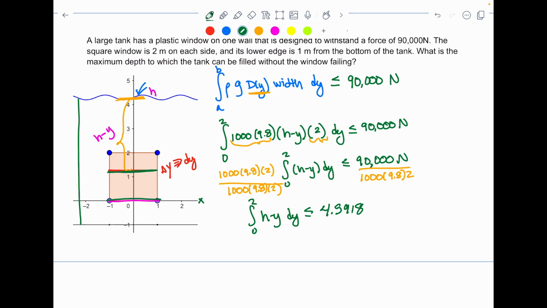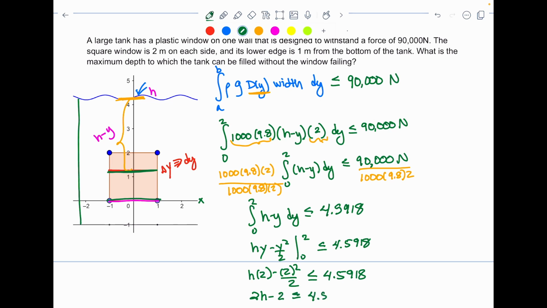Let's talk about this h value. h is just a number. It's a constant. I don't know what it is, but it's just a number. If, for example, I had 4 minus y, I could evaluate that integral. So I'm going to treat h just like I would treat any number, like 4 or 10. So when I evaluate this integral, I'm going to find the antiderivative. The antiderivative is going to be h times y minus y squared over 2, and I'm going to evaluate from 0 to 2, and I want that again to be less than or equal to 4.5918.